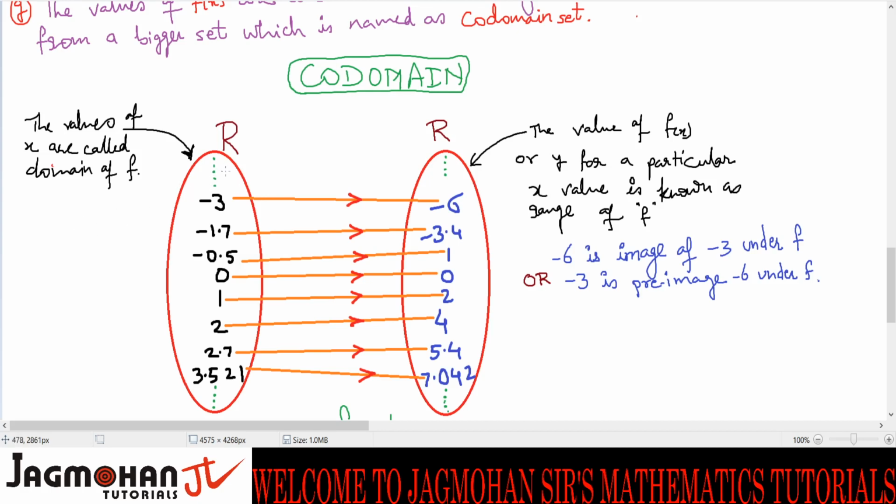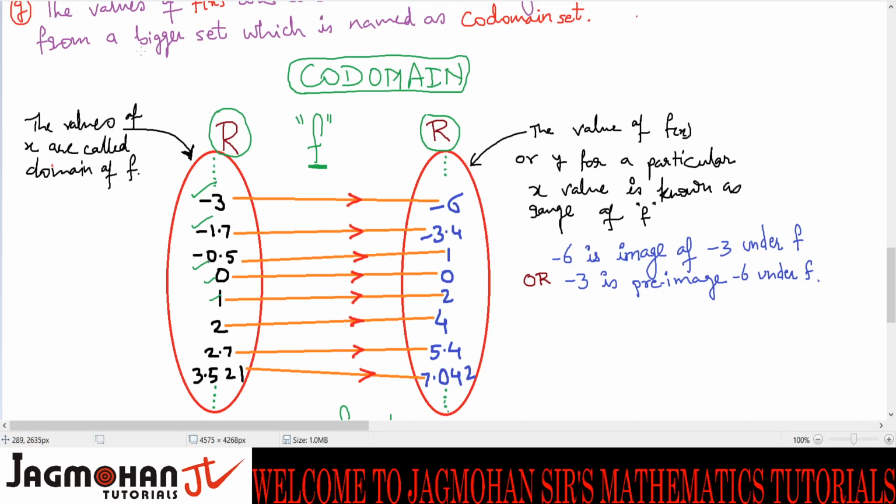Now here you understand that for the function f, which is an underlying rule between these two sets, the elements of this set, which you call the domain, are related, associated with the elements of this set. And that is happening because of this underlying function. If I ask you students, when you say the domain of the function, where are these numbers coming from? Where are these numbers -3, -1.7, all these numbers coming from?